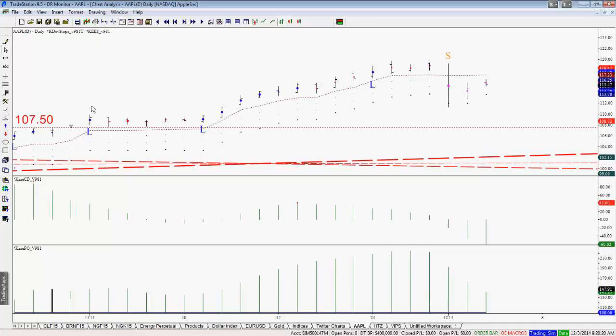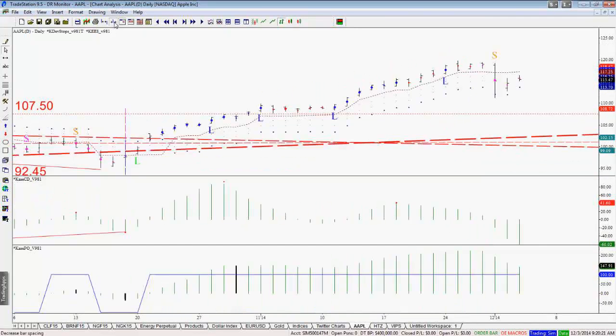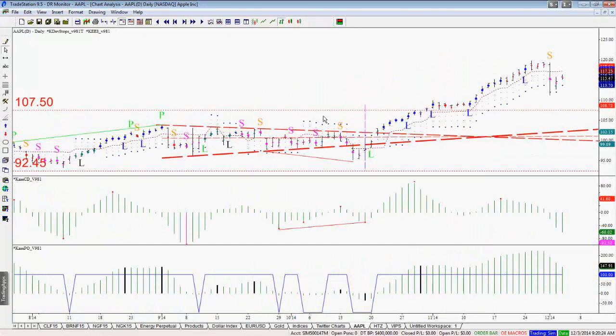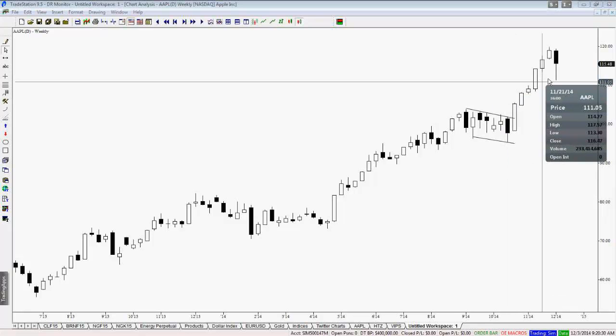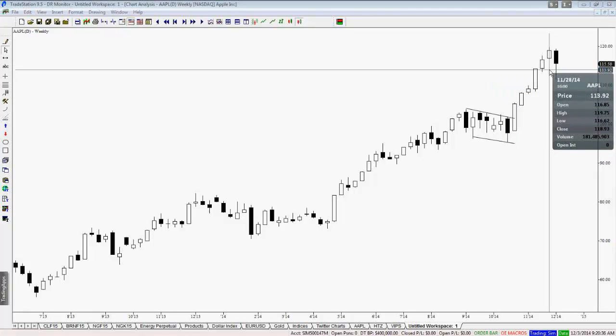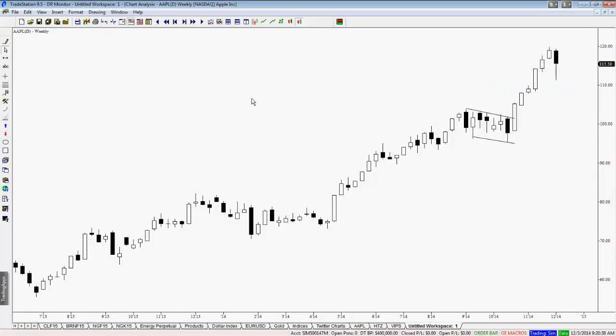Let me see what our target was, if I remember right. Yeah, it was 108.76-ish. And it stalled there, then it broke higher again. It stalled early this week, 119.75 so far as a swing high. Came down pretty hard on Monday, but we're already back above the high-low range midpoint.